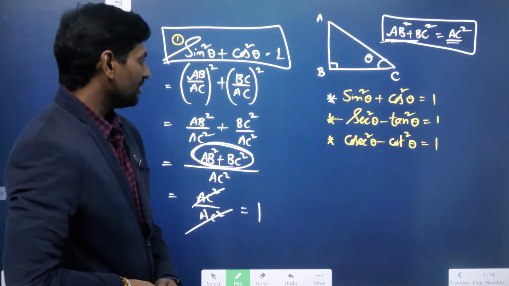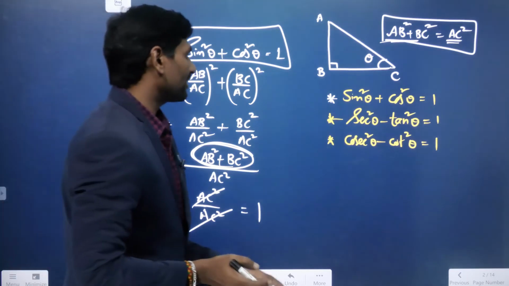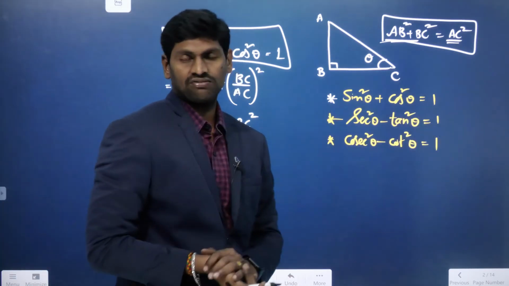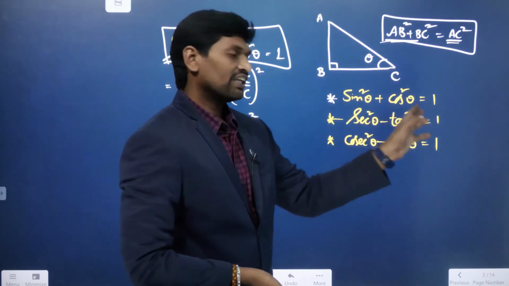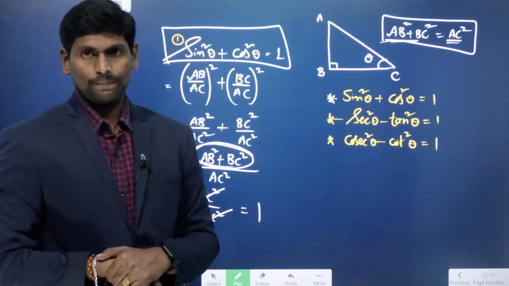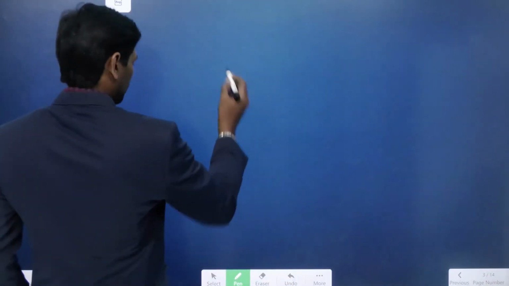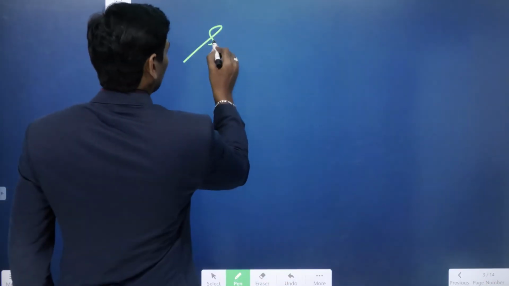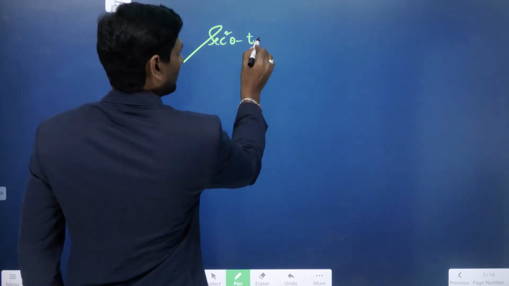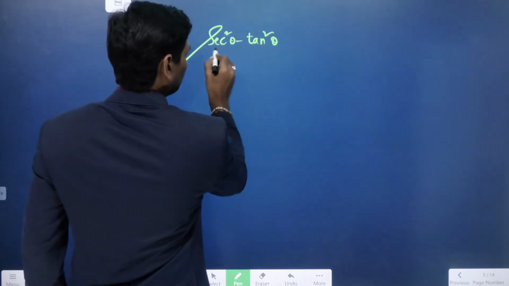Clear? Now in the same way, similarly we can say that secant square theta minus tan square theta is equal to 1, and cosecant square theta minus cot square theta is equal to 1. Okay. So for that also we'll use the second identity, secant square theta minus tan square theta. Let us take this.